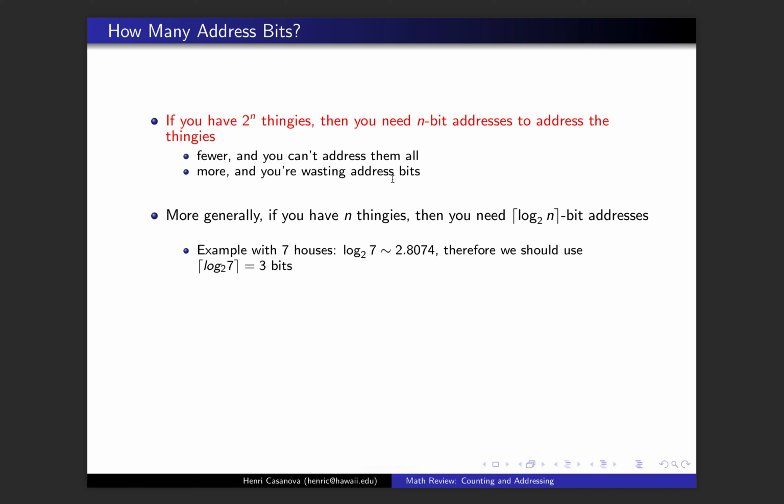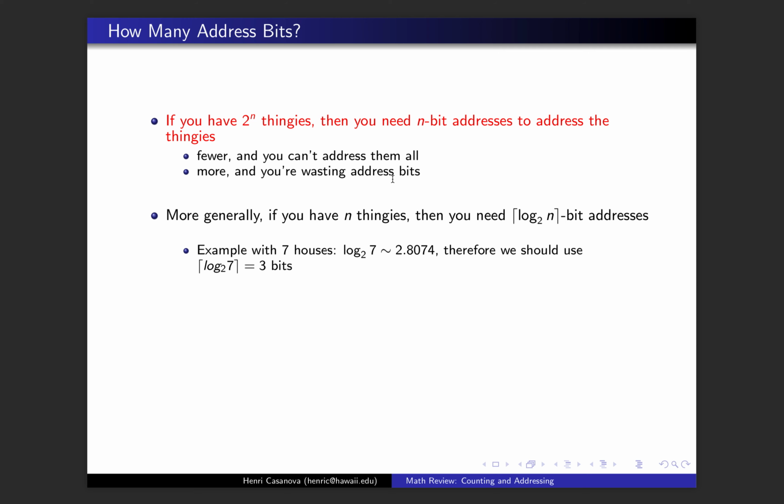Okay. More generally, if you have n thingies, then you need ceiling of log 2 n bit addresses, right? Because maybe n is not a power of 2. So here we have to take the ceiling, which is take the largest number, right? In our previous example, we had 7 houses. Log base 2 of 7, if you take your calculator or computer, you'll find is 2.8, right? And so therefore we have to use 3 bits to make sure we can cover everything. If we took the floor, we would use 2 bits, and then we can address only 4 houses, not 7. So the actual mathematical formula is ceiling of log 2 of n.